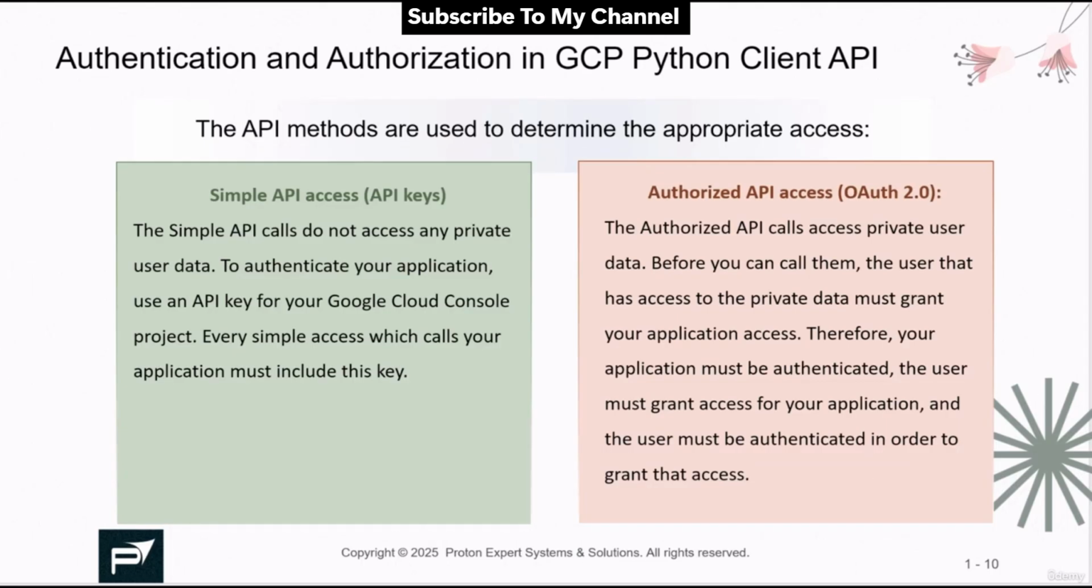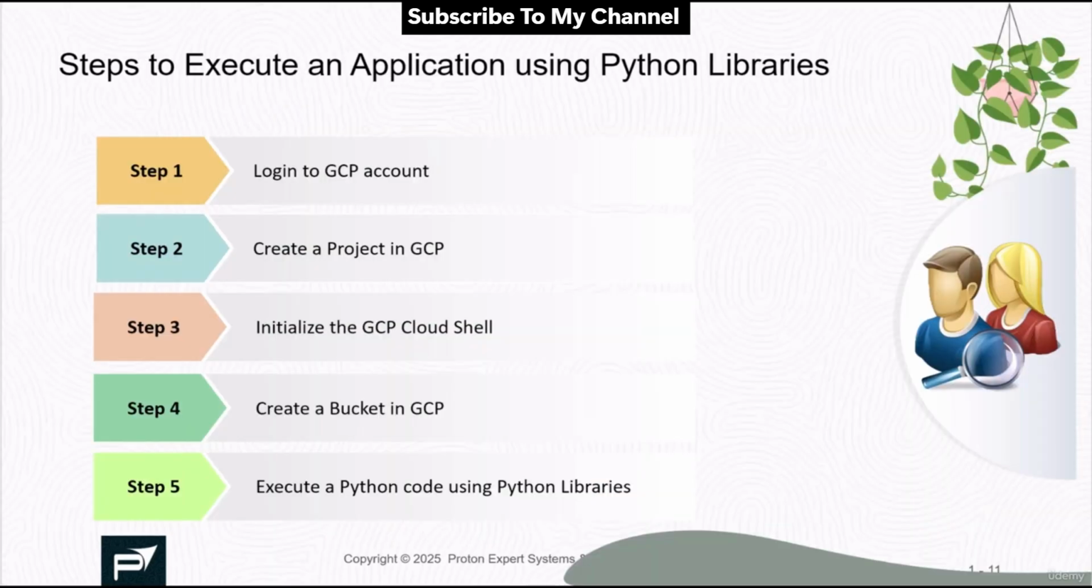First step is to log into a GCP account, then create a project in GCP. After creating a project, initialize the GCP Cloud Shell, then create a bucket in GCP. The last step is to execute Python code using Python libraries.